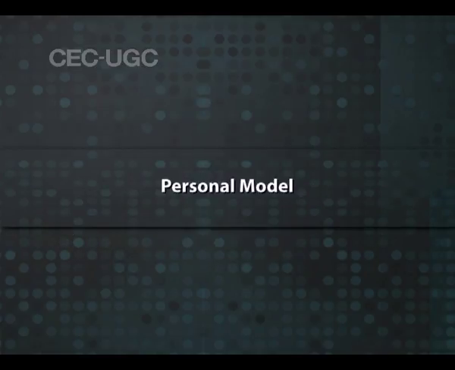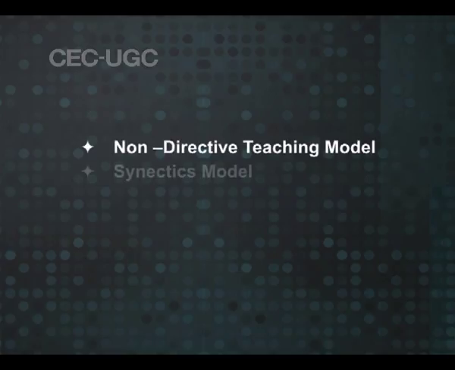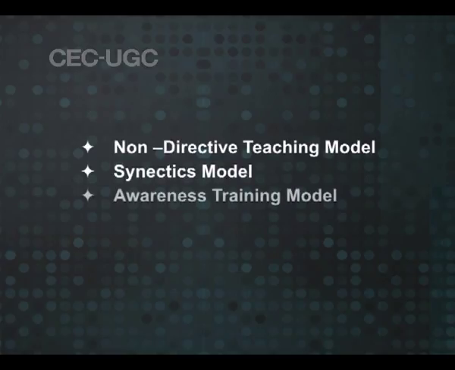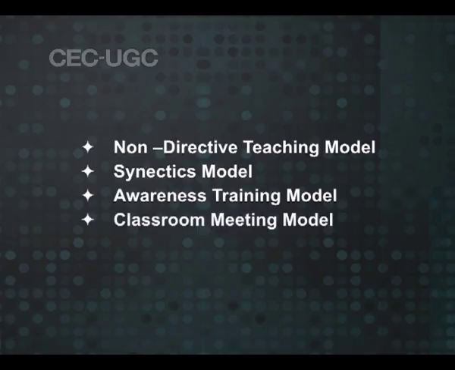Next family, the personal model. These models focus on self-concept, self-esteem, positive self-direction and development of selfhood, independence, creativity and curiosity, and the development of affect and emotions, increasing personal awareness, and mainly concentrate on increasing individual potential. The various models which belong to this category are: non-directive teaching model, synectic model, awareness training model, classroom meeting model.